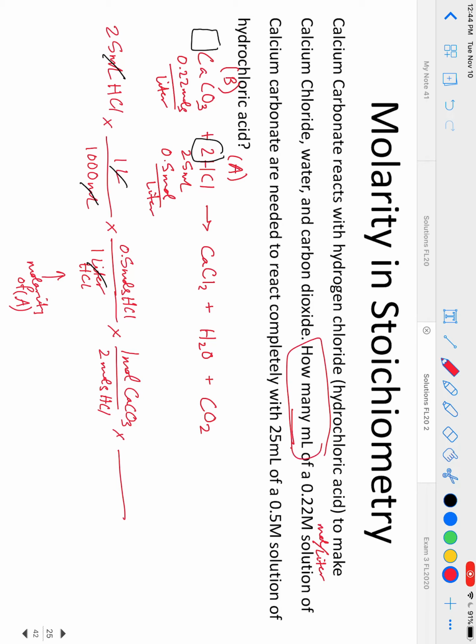We converted to moles. Now it says how many milliliters of calcium carbonate. So we can plug in the molarity to convert from moles of calcium carbonate to liters, and then we'll go from liters to milliliters, and we'll be done with our problem. So plug in the molarity here. For every 0.22 moles, I'll get 1 liter of CaCO3. So moles of HCl cancel, moles of calcium carbonate cancel. And then the last step, since it says milliliters, is we'll convert from liters to milliliters.